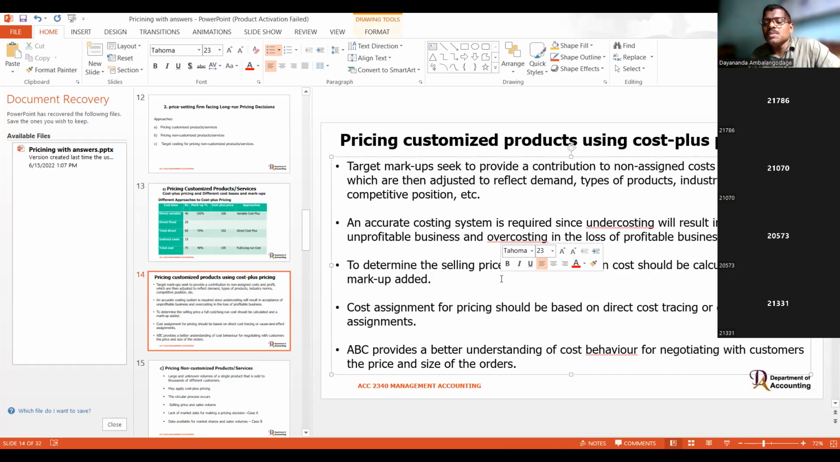Cost assignments for pricing should be based on direct cost tracing and cause-and-effect assignment. When you decide the costing part, remember production overhead allocation and absorption costing. Allocating overheads among products has to be very scientific, logical, and rational, using direct cost tracing and cause-and-effect assignments. If you need such an accurate costing system, what we recommend is ABC, activity-based costing, which provides a better understanding of cost behavior for negotiating with customers the price and size of orders. So that is the story.